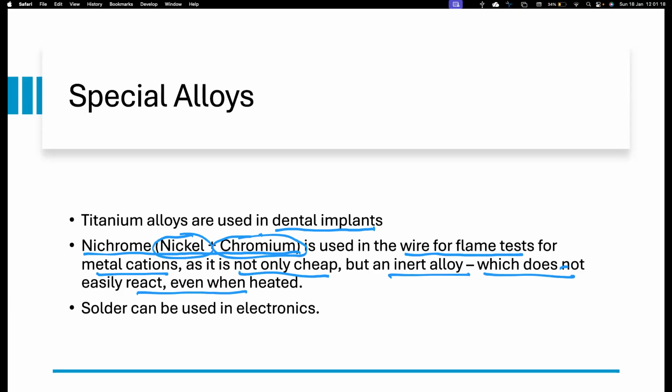We've got solder. Solder is the third special alloy I'd like to talk about. It can be used in electronics to join components together. Why? Because it's got a low melting point and it can be easily used to attach these components on the motherboard. So this is overall what we have to learn from alloys.